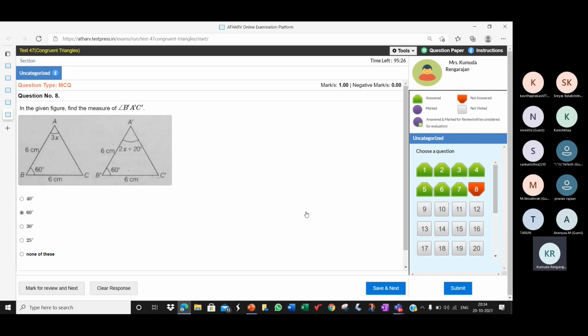Oh, you're saying angle B is equal to angle B dash. So angle A should be equal to A dash, is it? Yes, ma'am. No. If B is equal to B dash, why should A be equal to A dash? They can be different also. 60 may be the correct answer, but why is it 60?